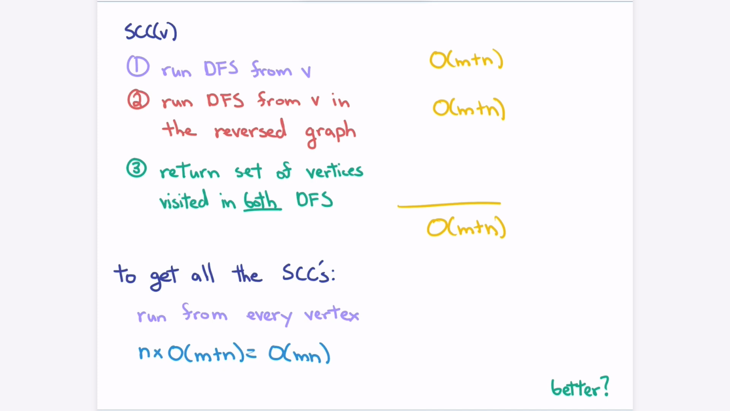Sure. I guess that's folded into here. So it'll take linear time to just go through every edge A, B, and write a new one called BA.